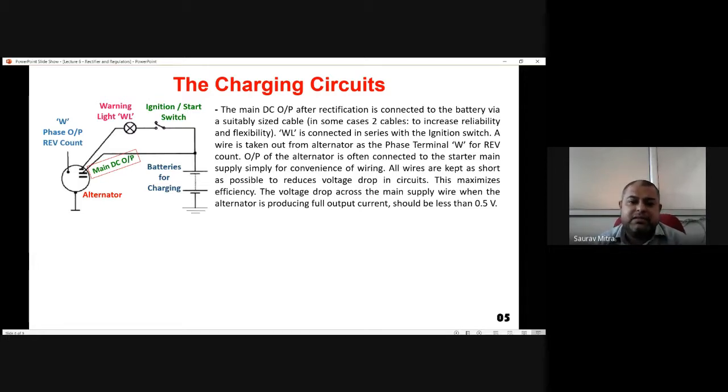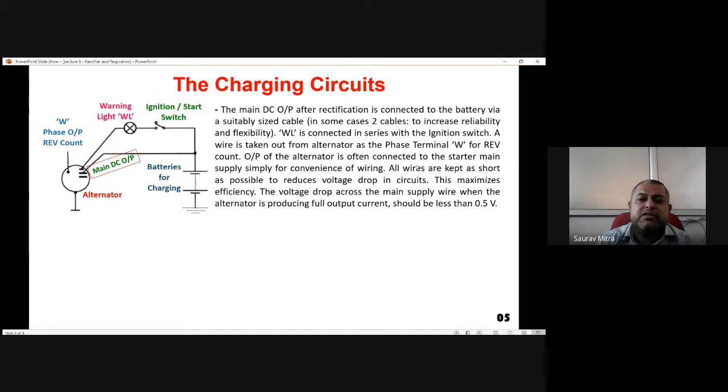via a suitably sized cable. So in some cases, two cables are connected to increase the reliability and flexibility. So WL is connected in series with the ignition switch. A wire is taken out from the alternator as the phase terminal W or rev count. So that is this part. Okay, so this is that rev count.